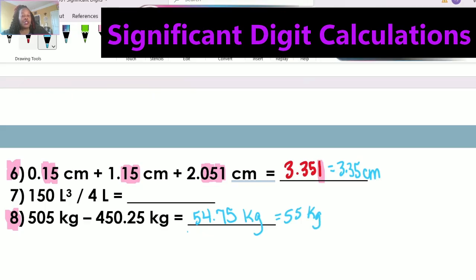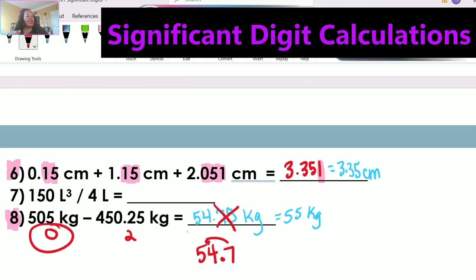Because you will want to know that you go with the least amount of digits after the decimal. So you would go with nothing being after the decimal, but guess what? That 7 that was there tells this 4 to go up to a 5, and that's why the answer is 55.